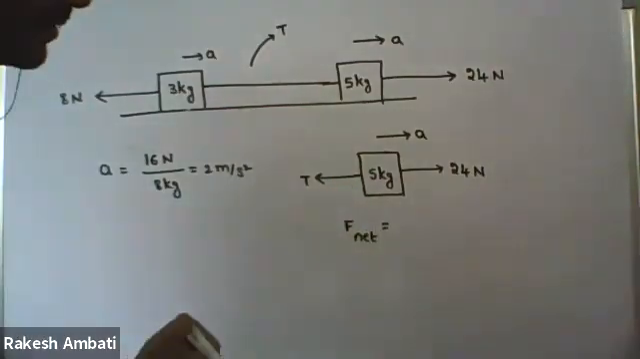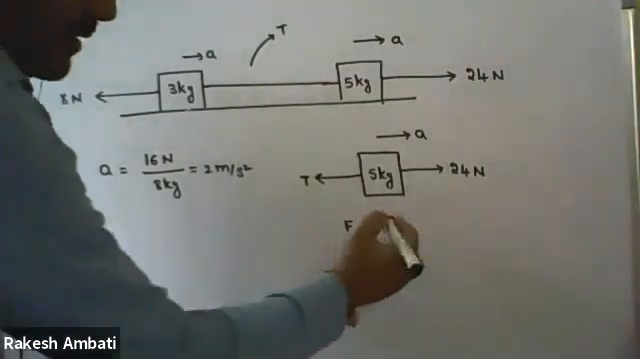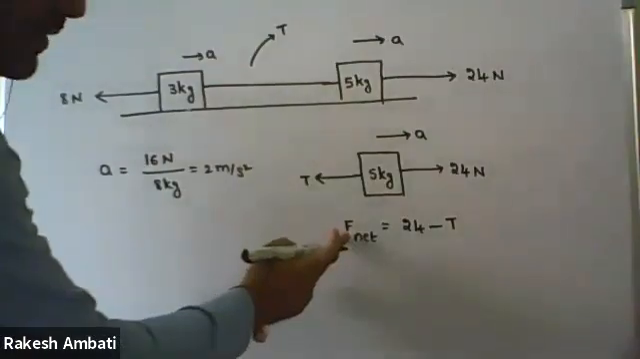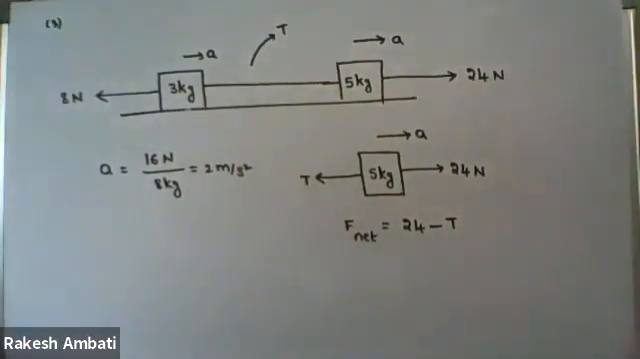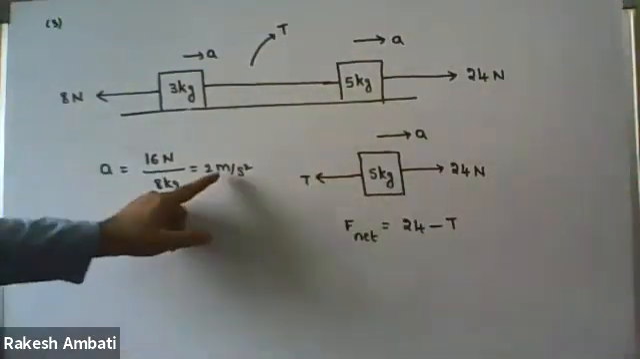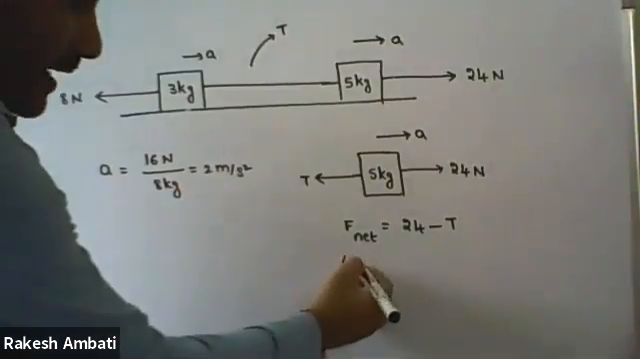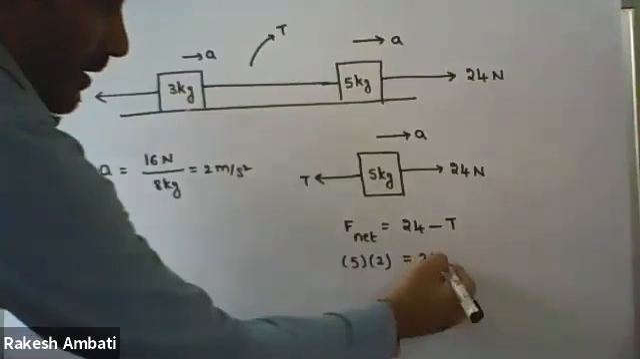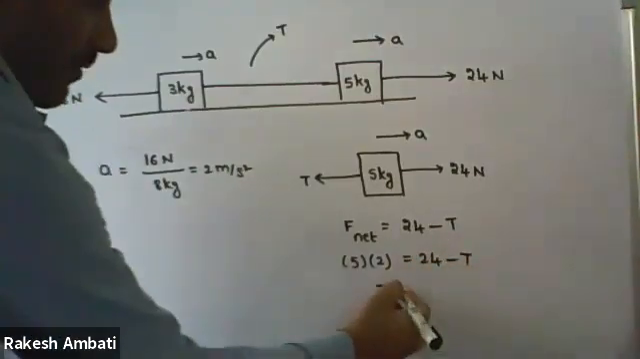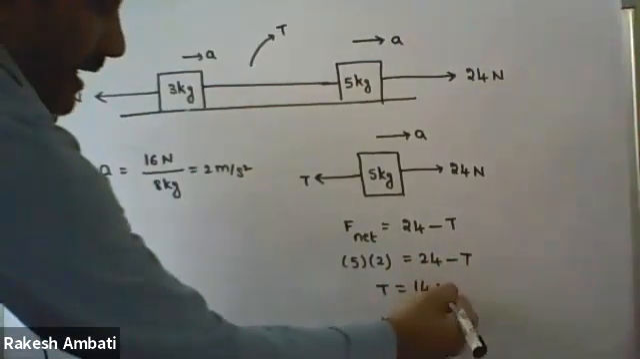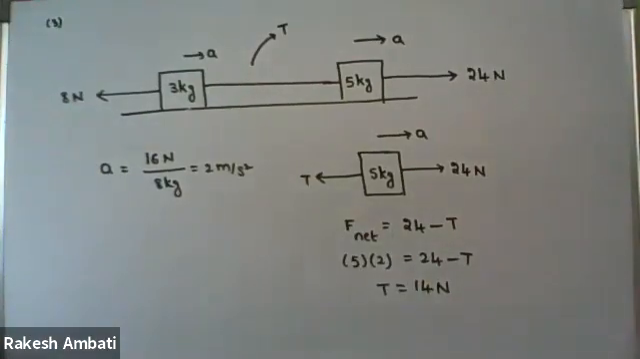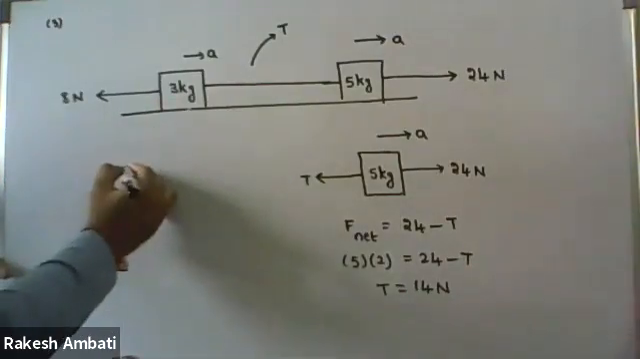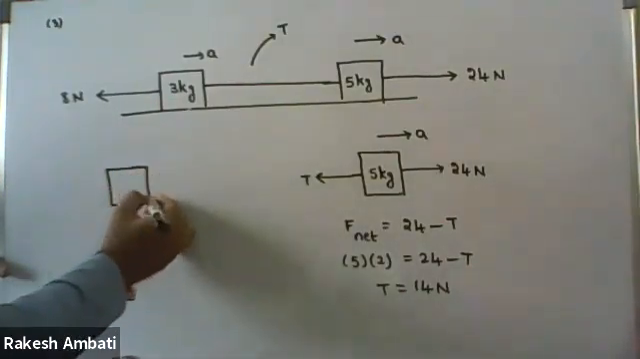Then the dynamic equation: resultant force equal to 24 newtons minus T. Resultant force means mass into acceleration. Mass 5 kg, acceleration 2, equal to 24 minus T. By simplifying, we get T equal to 14 newtons. Even if we take the 3 kg block, we get the same tension force.